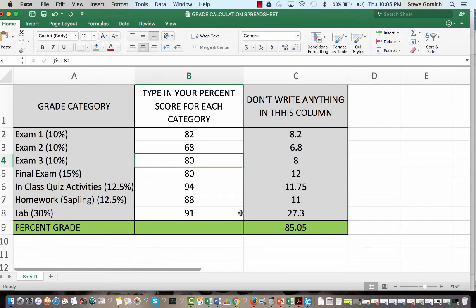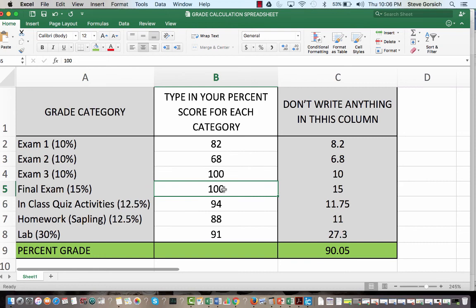Now, sometimes students like to try to figure out if it's possible for them to move up to that next grade category, a B plus or maybe even an A minus. So what would happen if on exam 3 they got 100% and the final exam they got 100%? If they did amazingly well on the next two assignments, you could see how their grade could move up to an A minus.